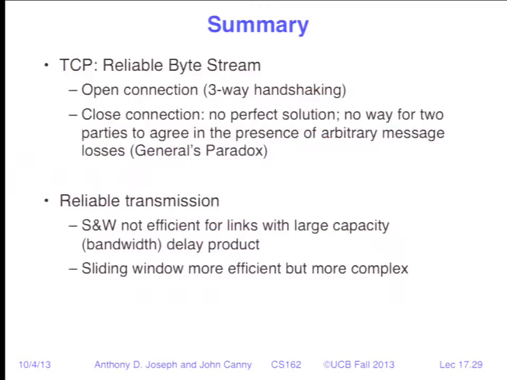So, summary. TCP gives us this reliable byte stream. We open a connection with this three-way handshake. When we want to close the connection, there's not an ideal solution because the Two Generals' paradox makes that impossible. So we have an approximation that allows us to close the connection in all but the worst Byzantine cases. We have reliable transmission, which is one of the other things that TCP provides.